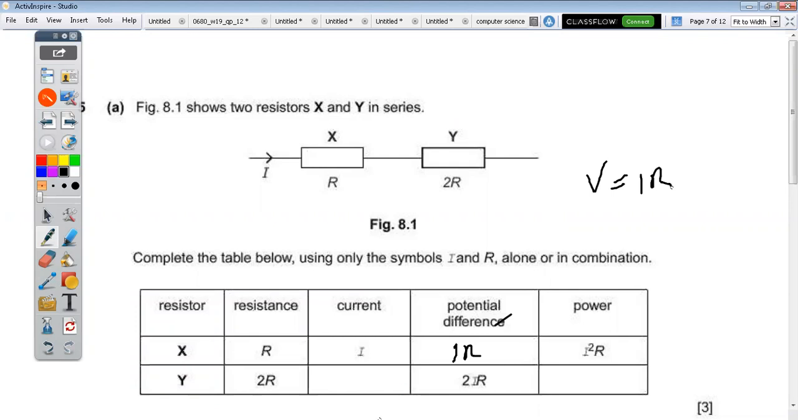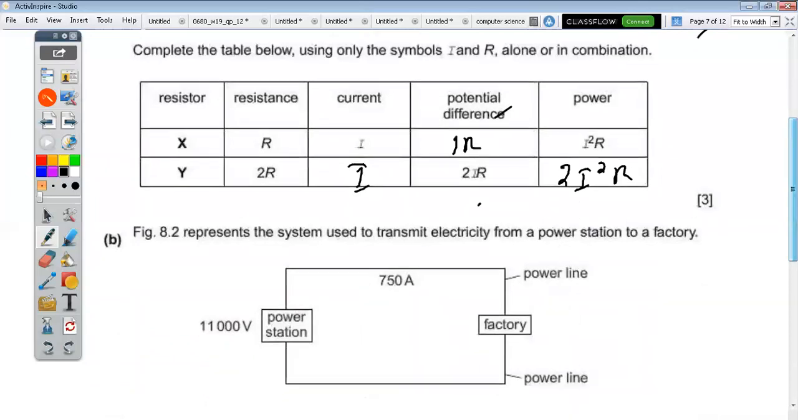Now this one, they haven't found the current for you there. But they're telling you that when I multiply this resistance, I'm getting this. So what is the value? It's simply 2IR, because if I multiply I by that, I get 2IR. Then if I go back to power, I know that power is equal to voltage times current. So if I multiply these two, I get 2I squared R. So now your formulas. Then you get all the 3 marks.